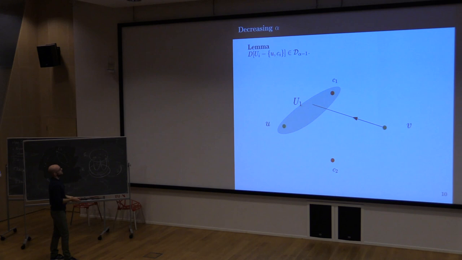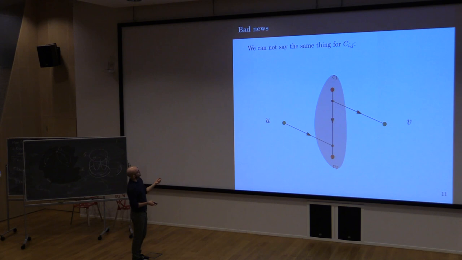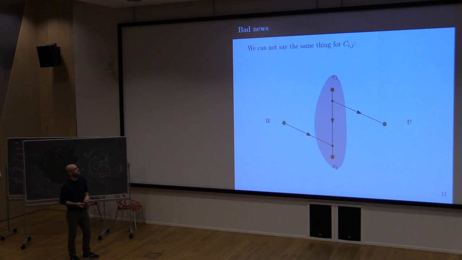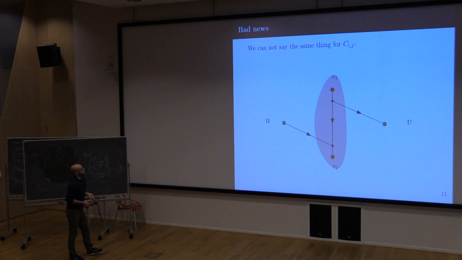So here, in a sense, we have to deal with U and C1, and this is very technical, and I don't want to go into details, but morally, alpha decreases here. The bad thing, however, is this. Of course, what I said before works for U1, U2, it works for V1, V2, but for Cij, it doesn't work. So, for example, you can have something like this, a path from C1 to C2, so that the vertices in here can be adjacent to both U and V, in these specific settings. So this approach doesn't work, and how do we deal with this?